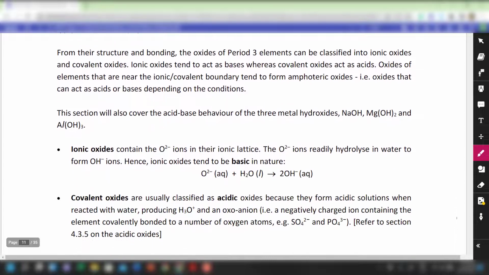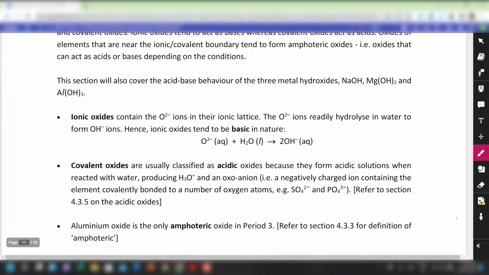So I'll just jump straight in. For ionic oxides, they will tend to have O2- as part of the ionic lattice, and O2- tends to hydrolyze readily in water to give OH-, and OH- is the strongest base possible in water. So the hydrolysis will lead to the production of hydroxide, which will increase the pH to close to 14. So ionic oxides tend to be alkaline.